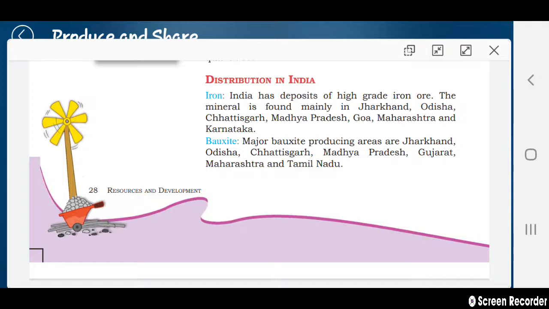Now let us come to India. First, the distribution of minerals and oil in India. India has very large deposits of high grade iron ore, and iron is found mainly in Jharkhand, Odisha, Chhattisgarh, Madhya Pradesh, Goa, Maharashtra and Karnataka. Next, bauxite. Major bauxite producing areas in India are Jharkhand, Odisha, Chhattisgarh, Madhya Pradesh, Gujarat, Maharashtra and Tamil Nadu.